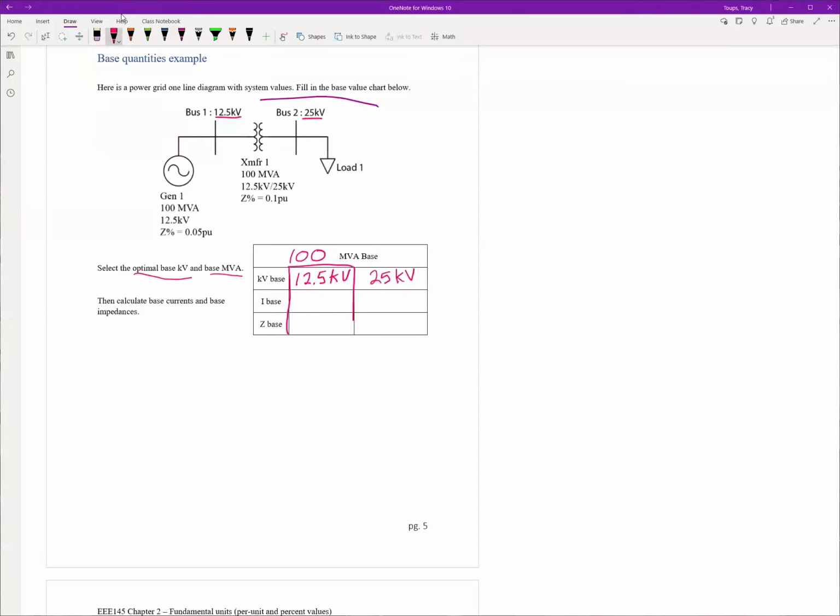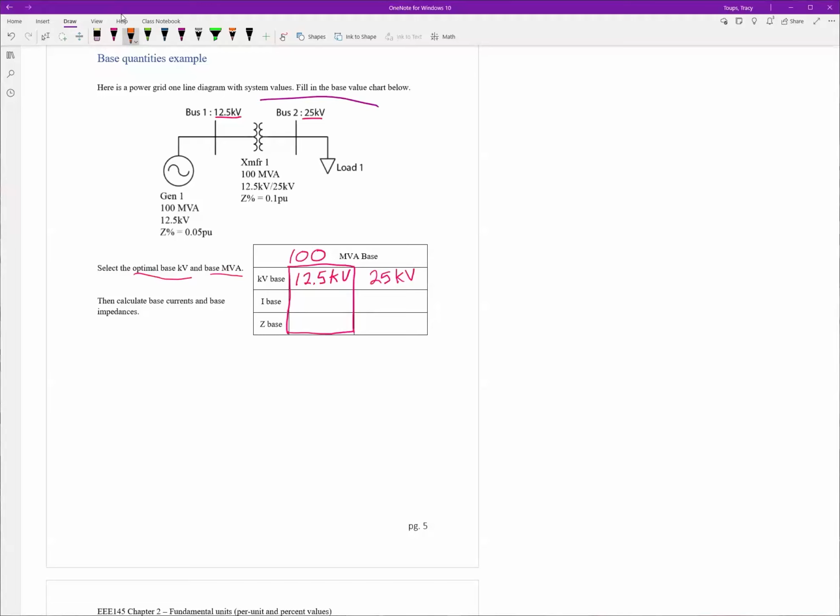Now, one thing to note here is this 12.5 kV, you could draw a column like this. Your I base and Z base are all going to be based on this 12.5 kV system. So anything on bus 1, on the generator side, on the 12.5 kV side, a transformer, we're going to use I and Z base there.